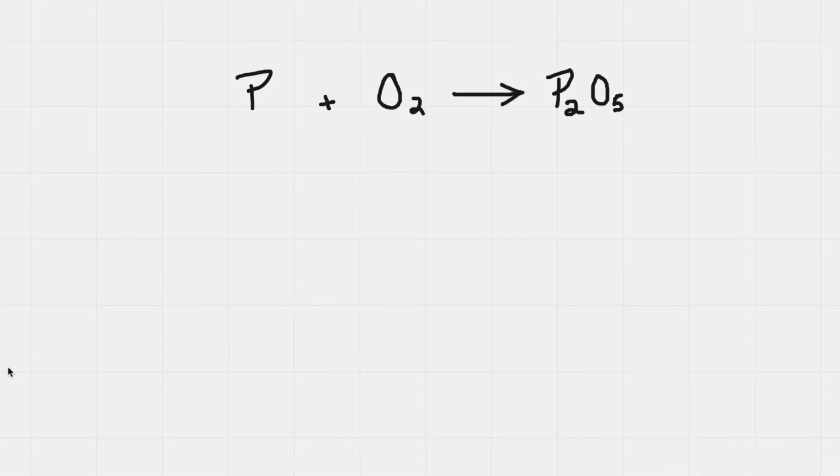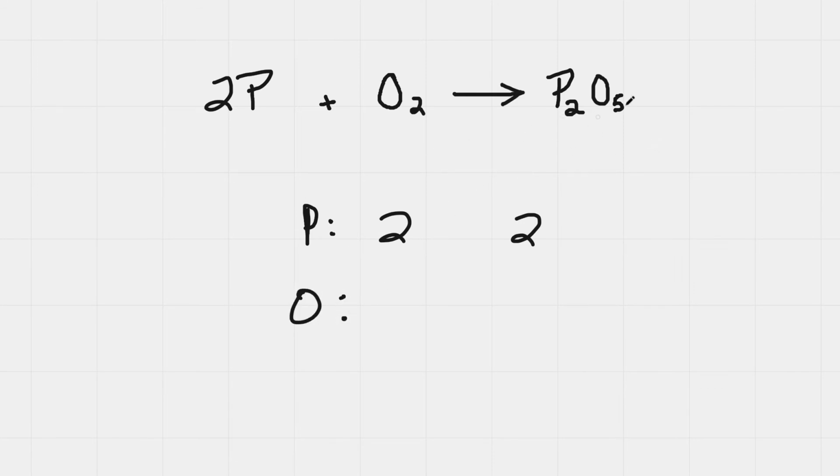Example number 2. Here we have phosphorus plus oxygen yields diphosphorus pentoxide. Jump in right with the nonmetal phosphorus. And then the only other element, we don't have any hydrogens, but we do have an oxygen. So on the right side of the equation, we have 2 phosphorus. So let's go ahead and put a coefficient of 2 on the left side. Then as we move on to oxygen, we see on the right side of the equation we have 5.